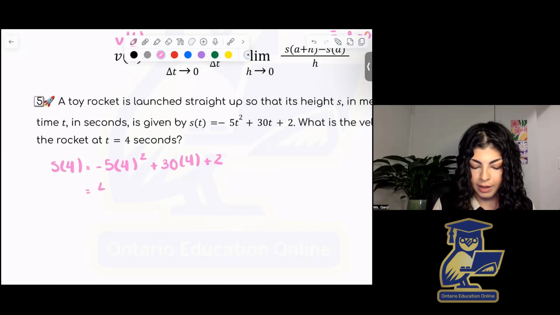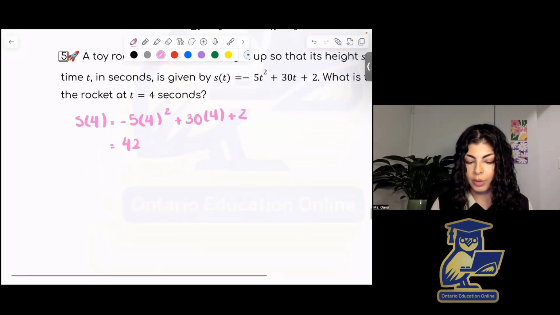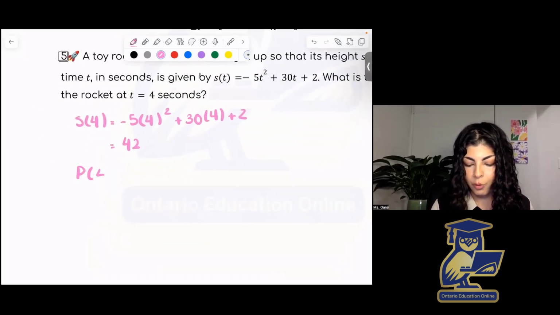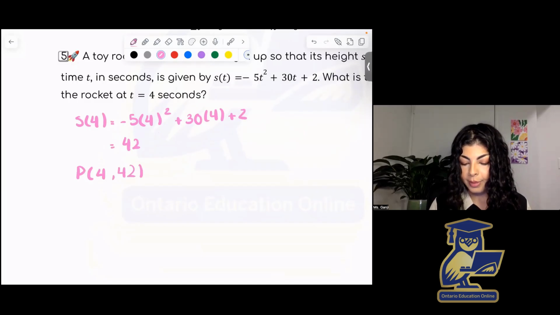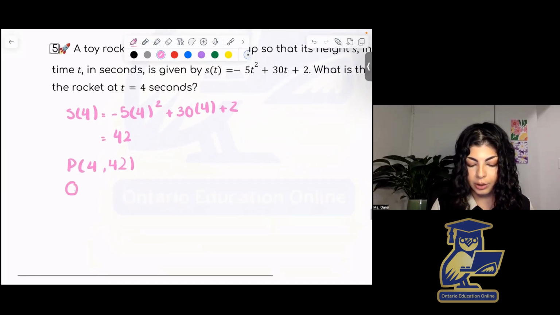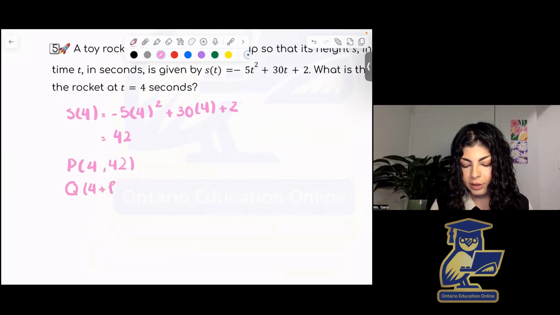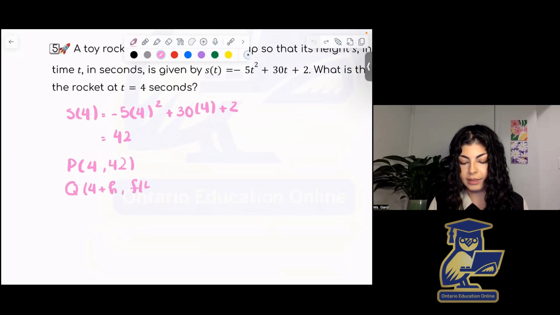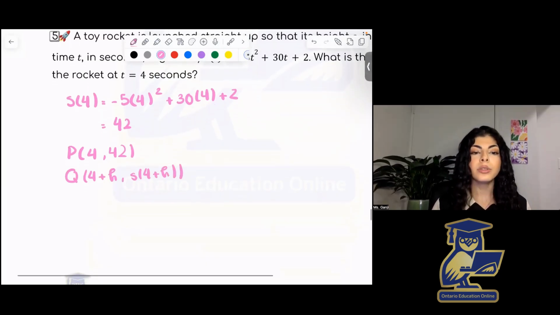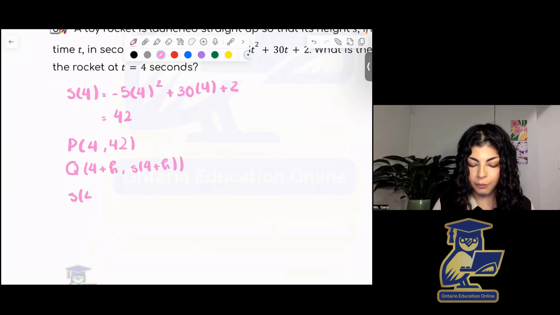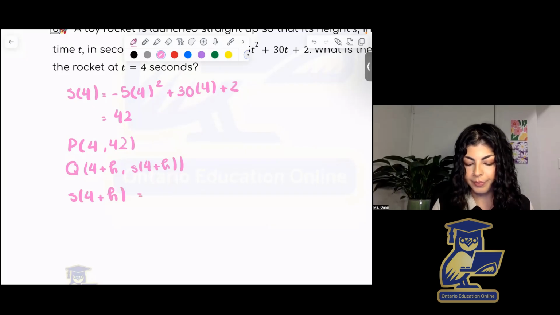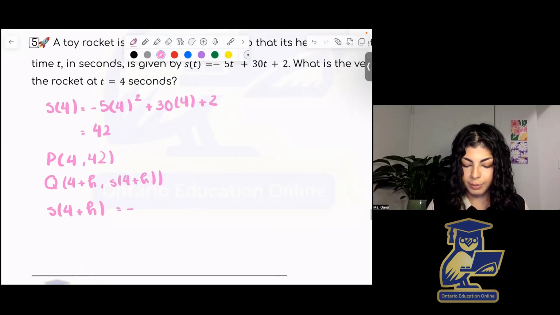This will be 42, so that my point P is (4, 42), and my point Q is (4 plus h, s of 4 plus h). And so here I'll also find what s of 4 plus h is. And this will be -5.